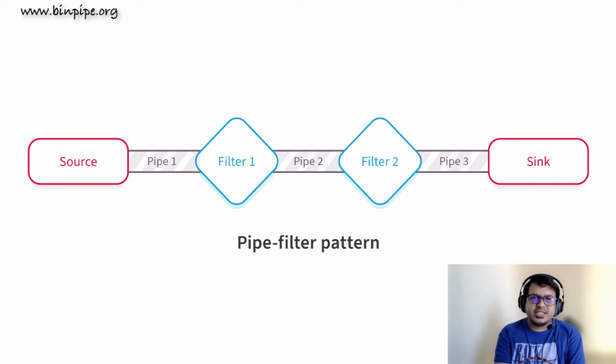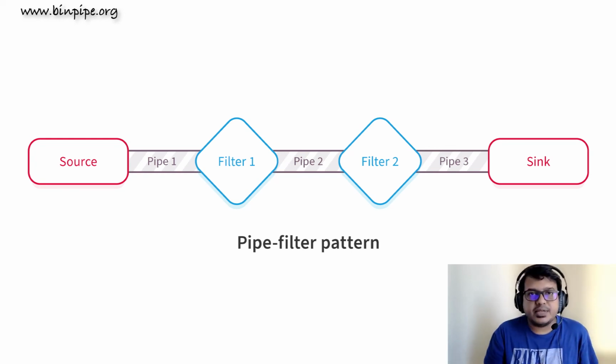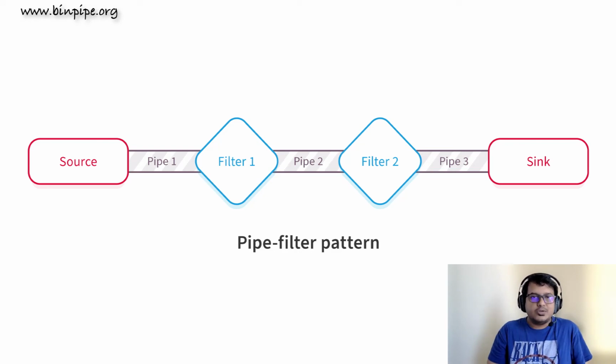But disadvantages are like this model is a bit complex, and data loss between filters is possible in case of failures unless a very, very reliable infrastructure is used. So this is normally used mostly internally with language compilers.